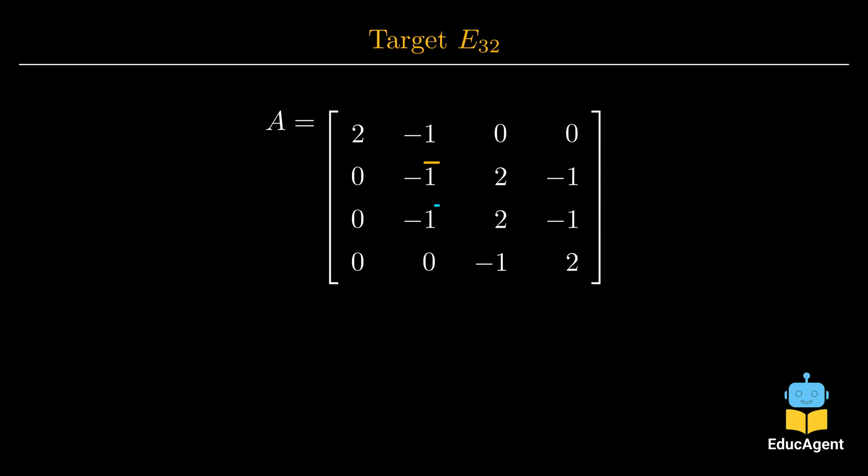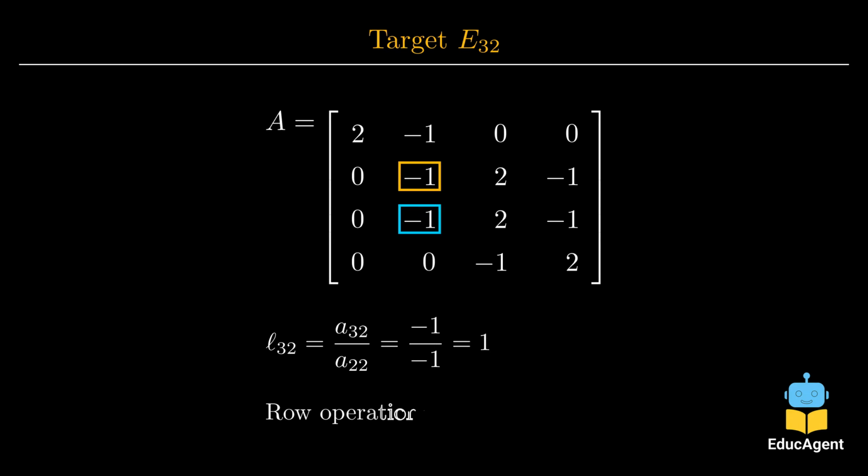Next, we eliminate the entry in row 3, column 2, using the pivot at row 2, column 2. The multiplier is 1, meaning row 3 will subtract exactly one copy of row 2. This is the elimination step. Row 3 becomes row 3 minus row 2.